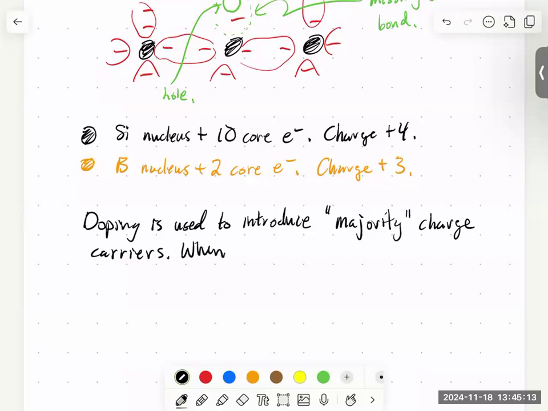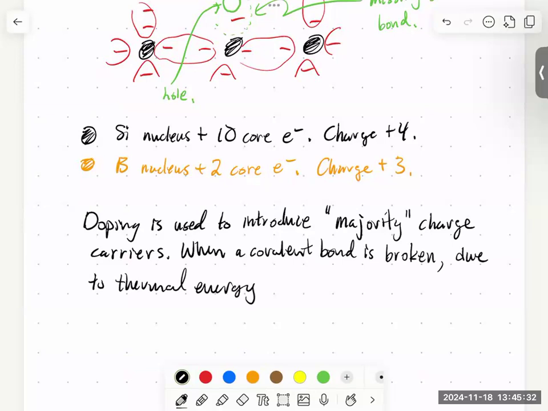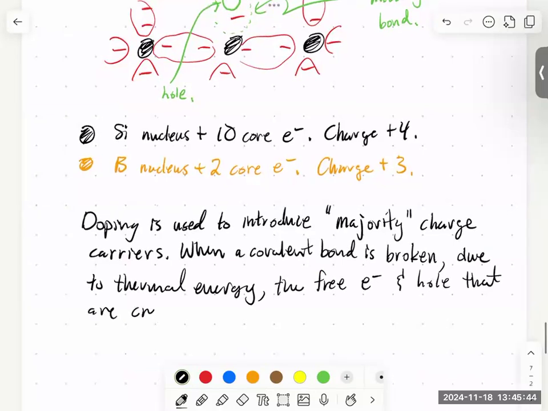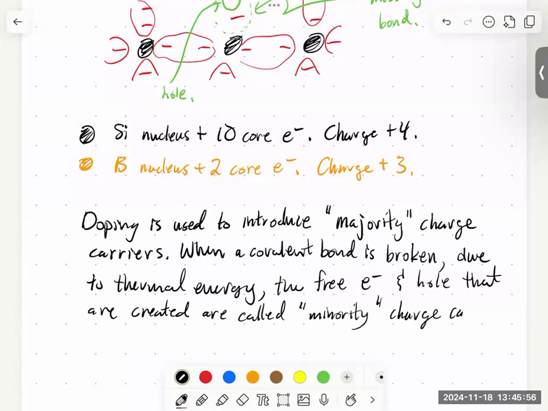So when a covalent bond is broken, say due to thermal energy, the free electron and hole that are created are called minority charge carriers.